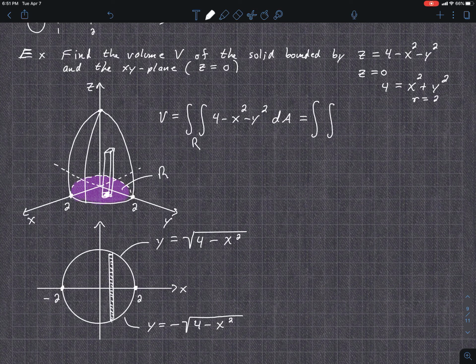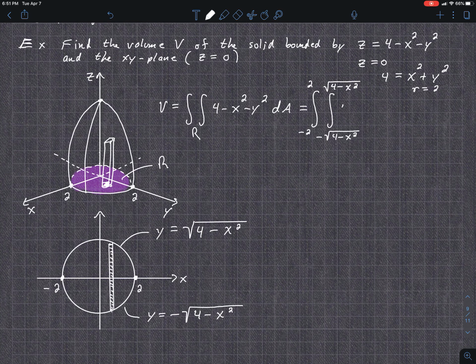So if you set this up in rectangular, it would look like this. You wouldn't have to show this step necessarily. I just want to show it to you. It would be negative square root of 4 minus x squared to the positive square root of 4 minus x squared, from -2 to 2, of the function. The function is 4 minus x squared minus y squared. This is y equals and y equals, so that would be dy. Once you substitute in for your y, then you have just x, so this is dx.